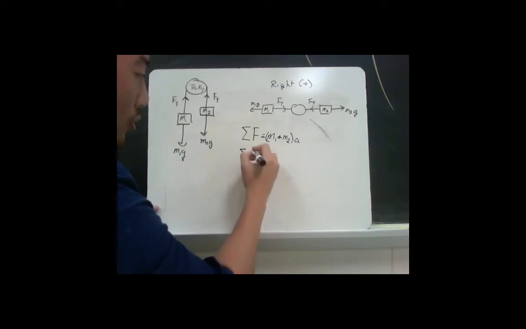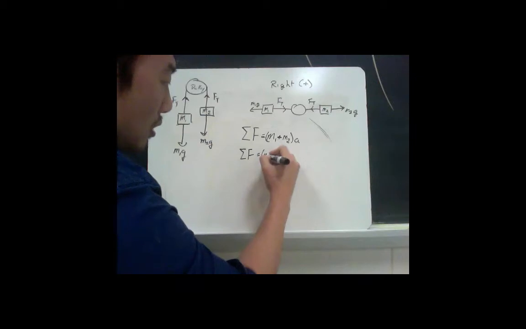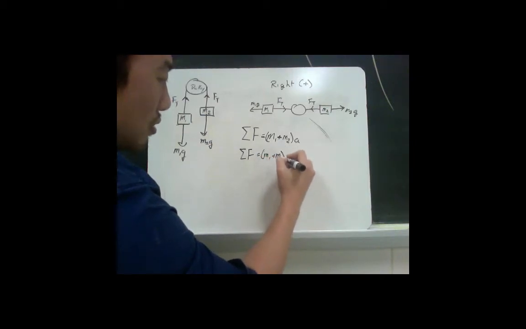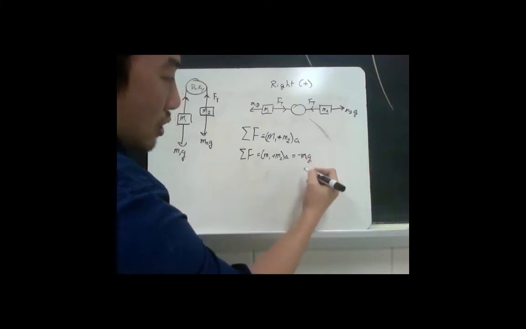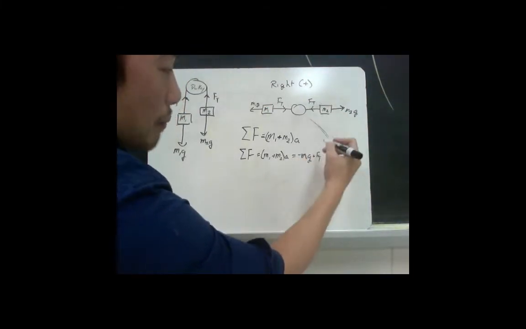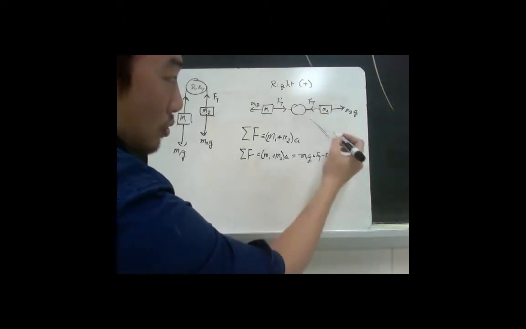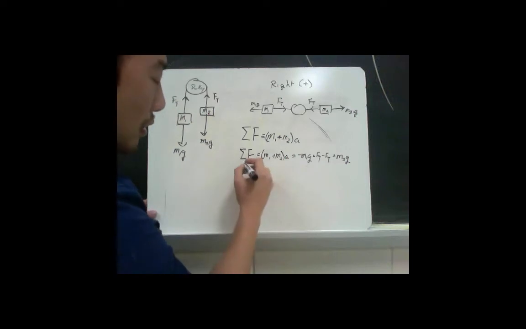All right. Now let's create our net force equation. I'm going to add up all the forces. We're going to say this is equal to (m1 plus m2) a, and all of that is equal to negative m1g, negative because it's going to the left, plus F_T minus F_T because it's going to the left, plus m2g. Okay, and I'm going to clean this up a bit.